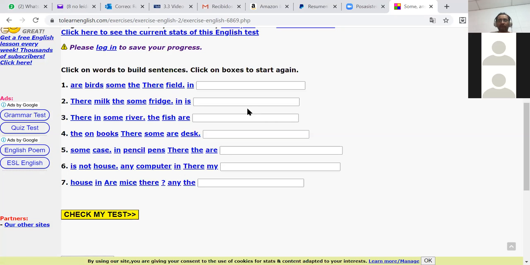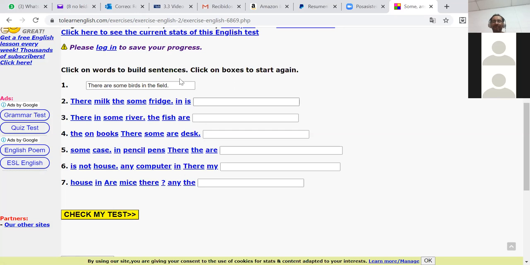There are the correct. There are some in the field. Click each word; you put each word in order. We need to use all the words. There are some bears in the field. Okay, it's better. Good.